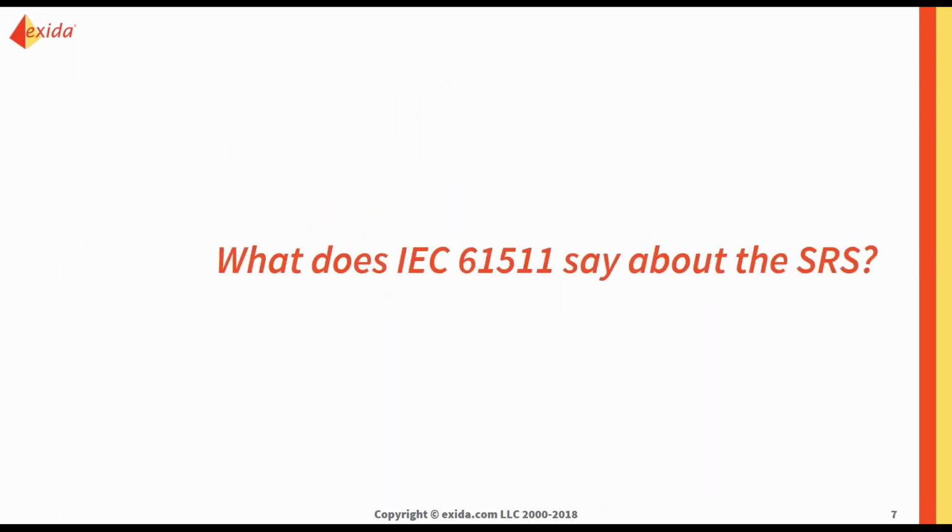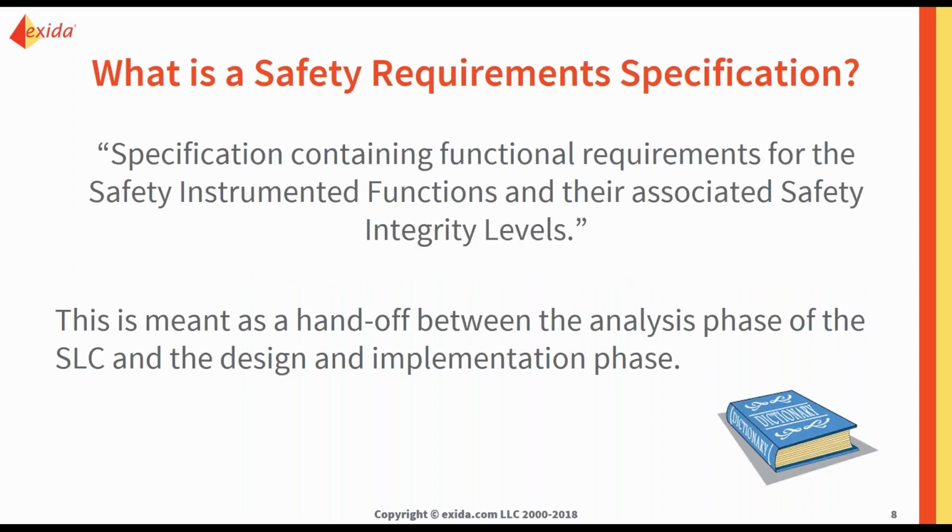So let's start with the standard. Let's go to the source. What does IEC 61511 say about the safety requirement specification? First, it defines it. It's going to contain functional requirements for the safety instrumented functions and their associated safety integrity levels. So it's going to communicate the design criteria of your safety instrumented functions for your entire safety instrumented system. And this is meant as a handoff between the analysis phase of the safety lifecycle, which includes your process hazard analysis, your layer of protection analysis, your SIL selection method, and therefore your design criteria. And so this is meant as a handoff of all that information to the design and implementation team.